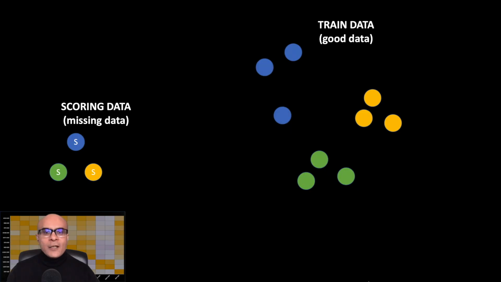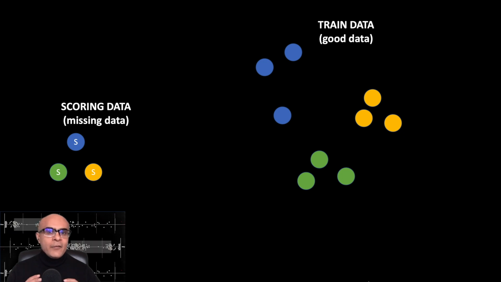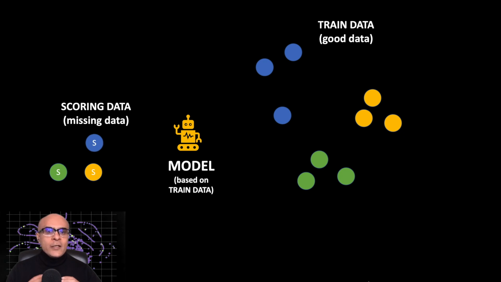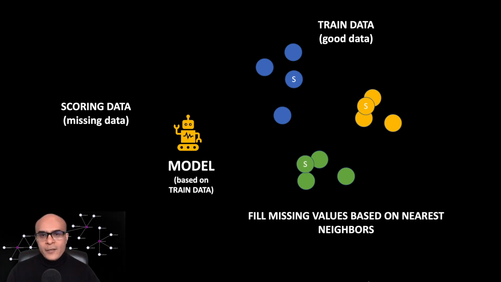And we'll be using the cutting edge KNN algorithm. Now this algorithm will split the data into two. The training data set, which is the good data, and the scoring data set, which is the data with missing values. The training data is going to be used to train the KNN model, and then using this model we can find out the nearest neighbors for the scoring data set. And then it will fill up the missing values based on the nearest neighbors.